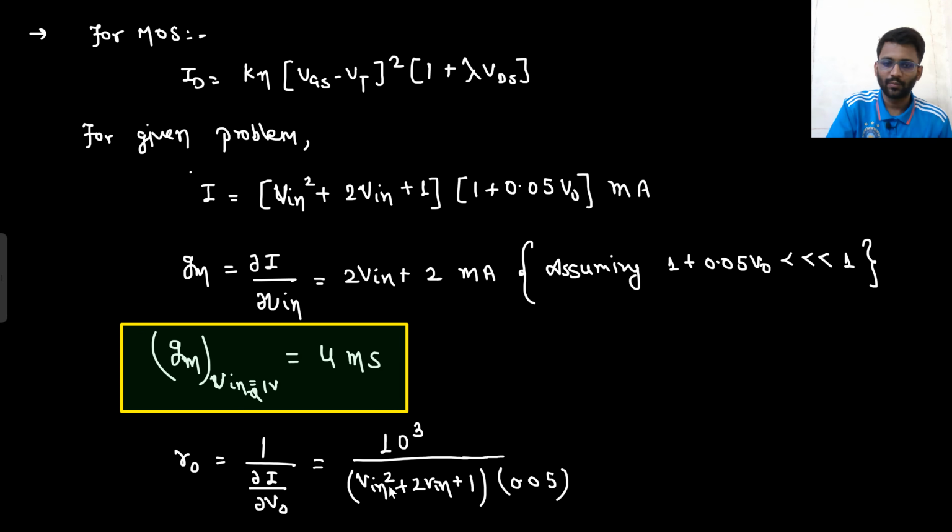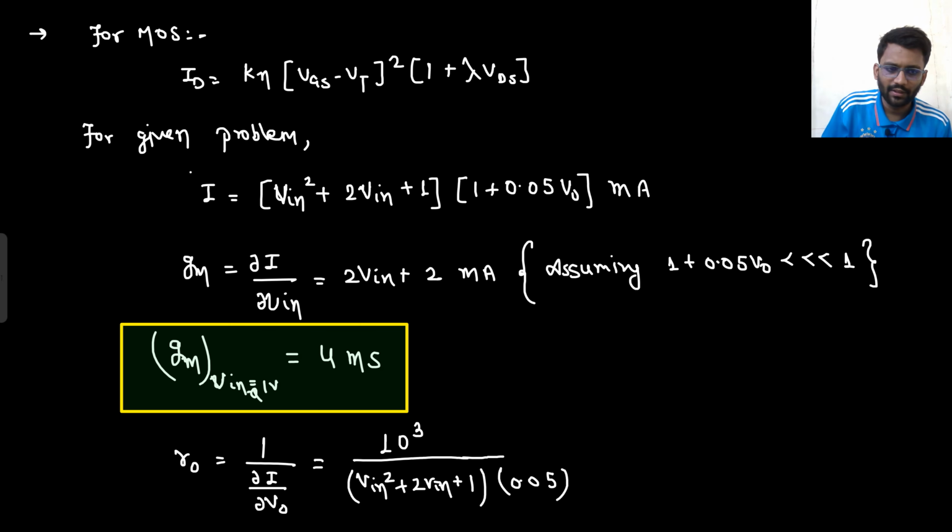So R naught value at V in Q equals to 1 volt. That would be equals to 1 upon, we put 1, 4 into 0.05, 0.2, 5 kilo ohm. Am I getting that? Yeah, so on the calculation I am getting 5 kilo ohm only. So R naught value I can directly write, it would be 5 kilo ohm.